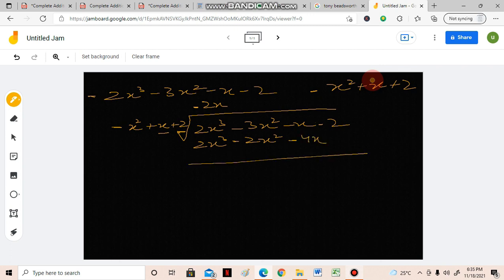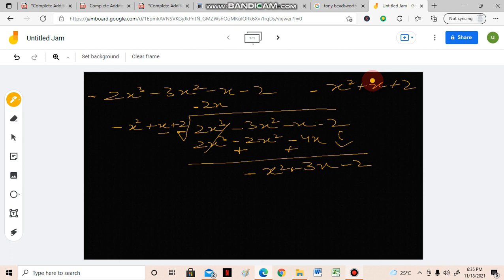Now we will cancel these out. This will become positive, so minus plus is minus, and 3 minus 2 is 1, so x squared, and the sign will be of negative, and over here this will become positive, so minus plus is minus, and this will become 3x and the sign will be of positive, and this minus 2 will come downwards, so this will become minus x squared plus 3x minus 2.